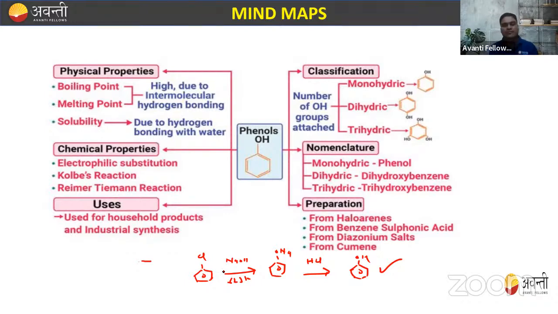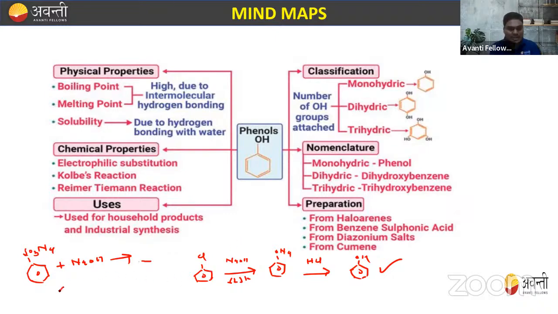Similarly, from the benzene sulfonic acid means what, beta? Benzene sulfonic acid means that is SO3Na. So when you treat it with NaOH, what will form? Na2SO3 and phenol will be formed, right? From the diazonium salt, BDC.